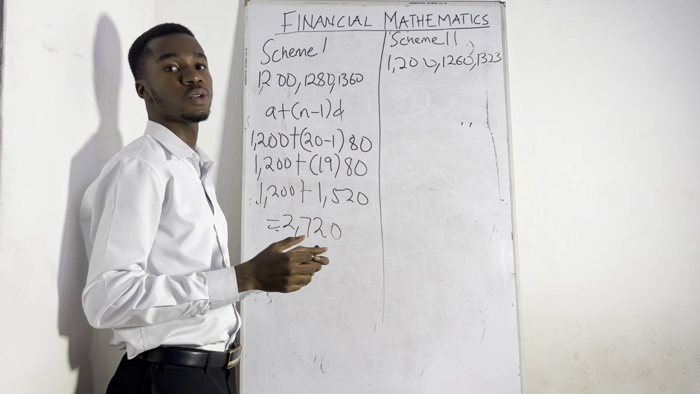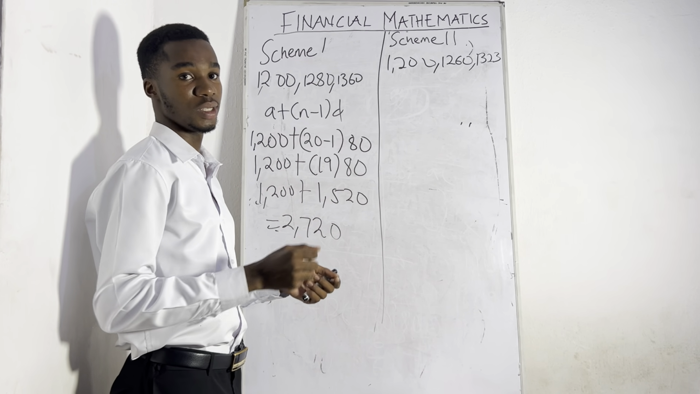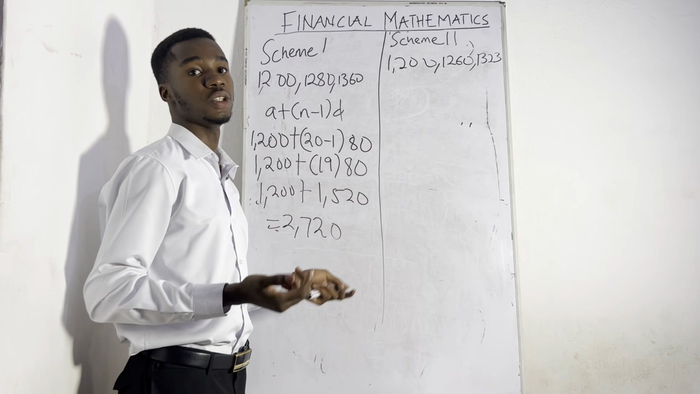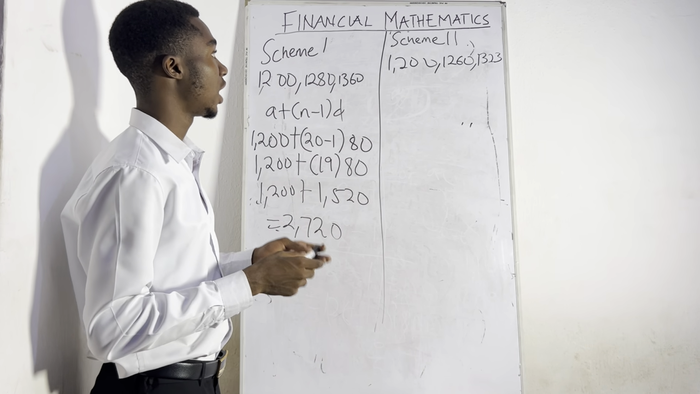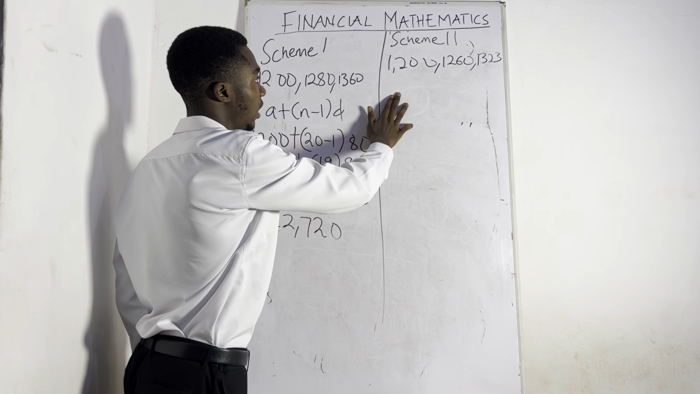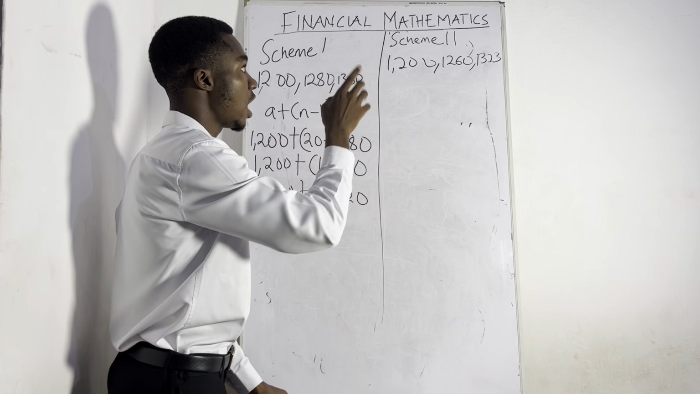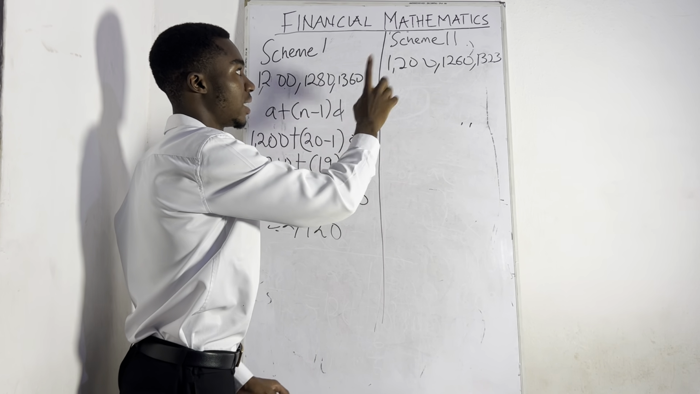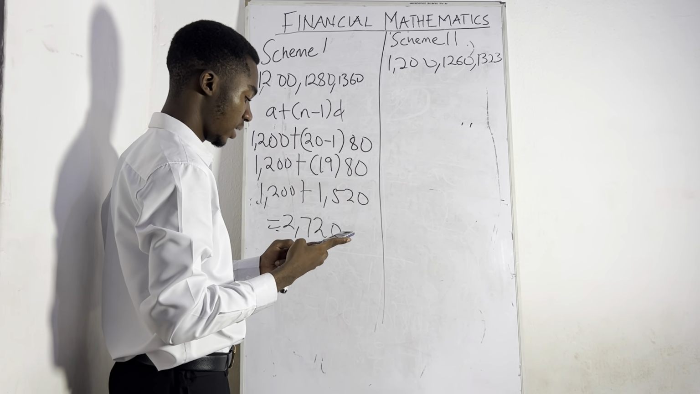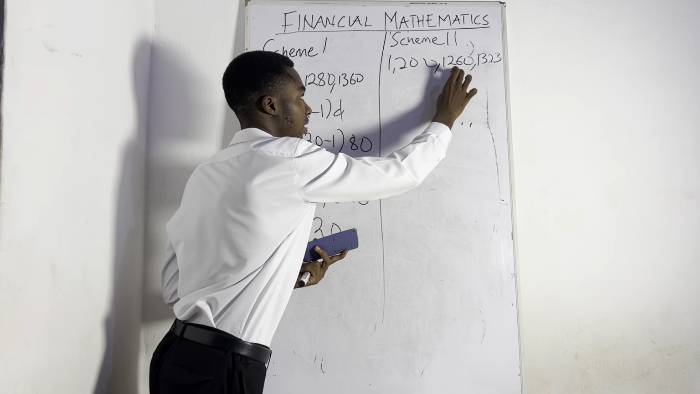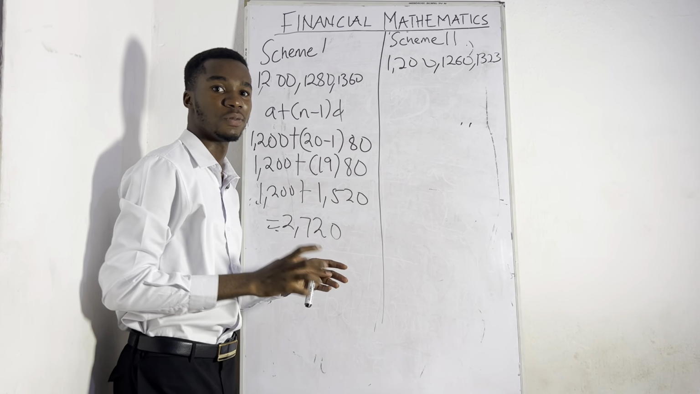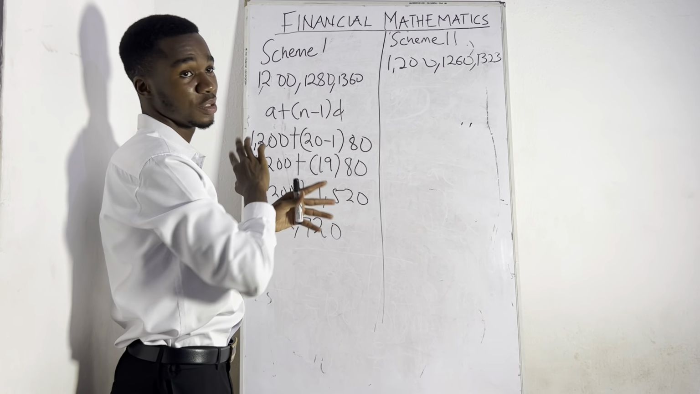So for scheme 2 too, we are asked to find the output in week 20. So the first thing we have to do is to identify whether it's an arithmetic progression or a geometric progression. How do we check that? Now, when we subtract 1260 minus 1200, we are getting 60. However, when you subtract 1323 minus 1260, you are not getting 60. You are getting 63. So you realize that it doesn't have a common difference. You get it? So now you know that it's not an arithmetic progression.